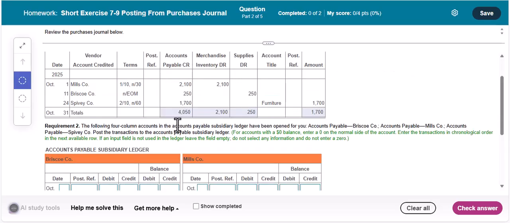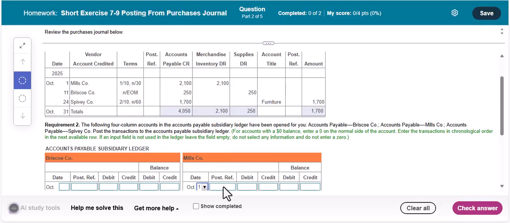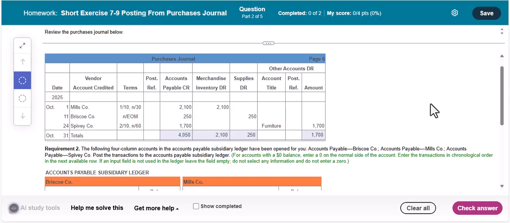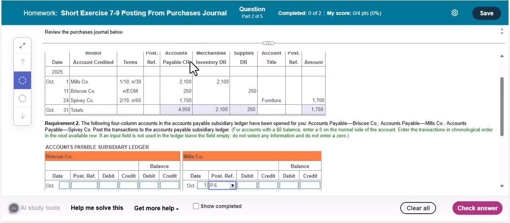So what I recommend you do is start at the top just like you would in the real world, and you start here on October 1st with Mills Company. So we'll input the 1st for the date. Posting reference is P6. That's for the purchases journal, page 6. See the 6 right there. And then you would post this $2,100 credit here to this accounts payable subledger for Mills. So that is a credit of $2,100 and a balance of $2,100 as a credit.